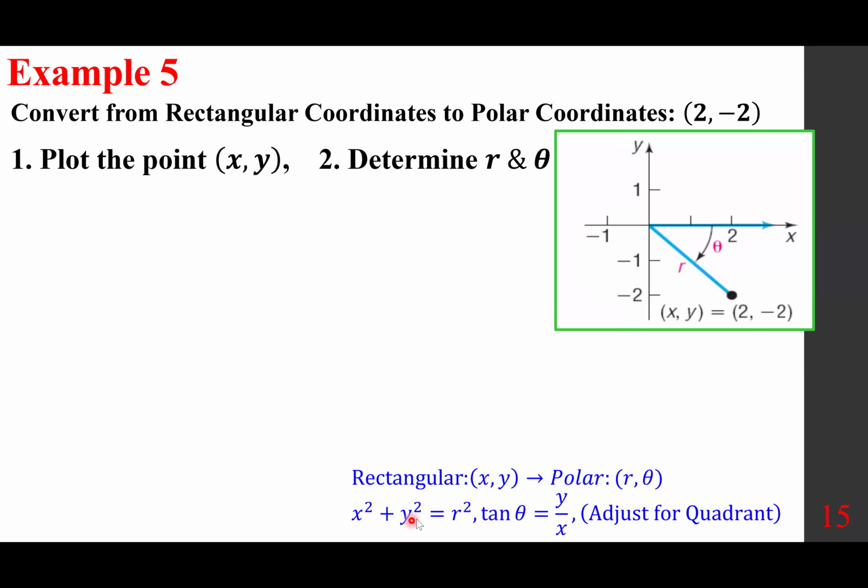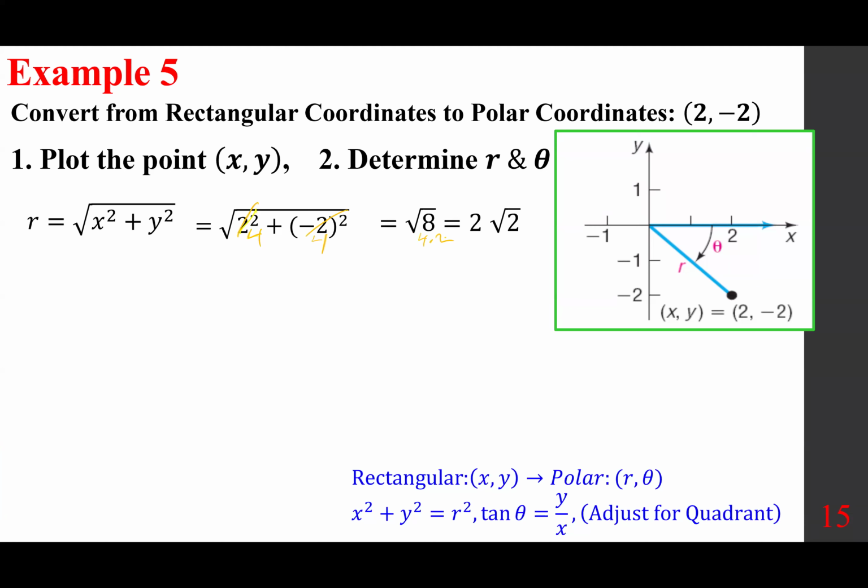x squared plus y squared equals r squared. So that means r is the square root of that. I hope everybody knows that if x squared plus y squared equals r squared, therefore r must be the square root of x squared, which is 2 squared, plus y squared, which is negative 2 quantity squared. Each one is 4. So we get 8. 8 is 4 times 2. 4 comes out as 2, 2 remains. It's precisely 2 square root of 2.